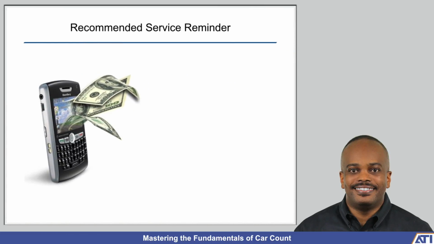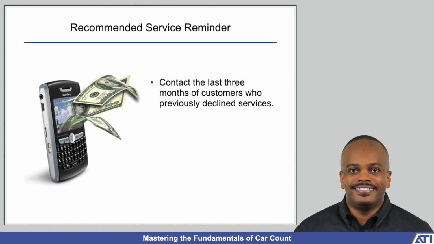Next, recommended service reminders. Contact the last 3 months of customers who previously declined services. A couple of ways you can do this. A lot of the shops, your management system allows you to track previously declined services right through your system. But for those where you can't, it's just a matter of going out and getting an accordion file folder. This is called the 31-day lead program. You get an accordion file folder, you number each slot 1 through 31.